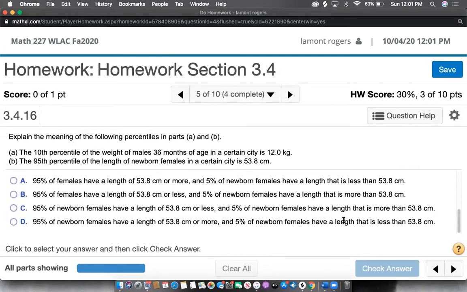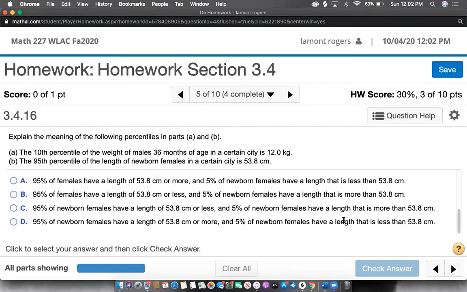Newborn females in certain cities, 53.8 centimeters. 95% of females have a length of 58.3 or more, and 5% of newborn females have a length that's less than 50. So right away we know that A is wrong because it says more than, and percentiles are always less than. So the 95th percentile says that it's less than 95 and greater than 5, right? And that one's saying 95% are more. So no, that's wrong. It needs to be less. So the answer is B.